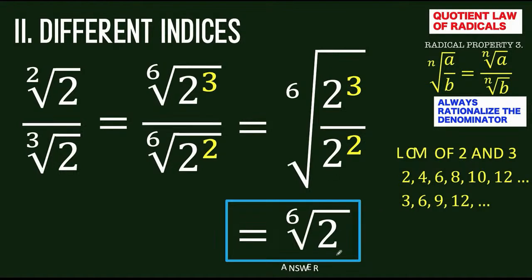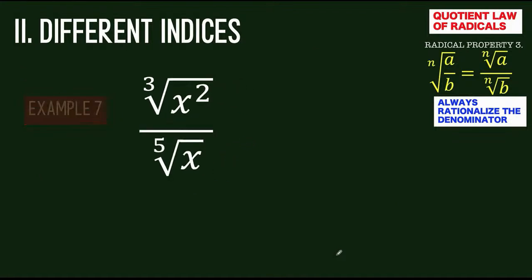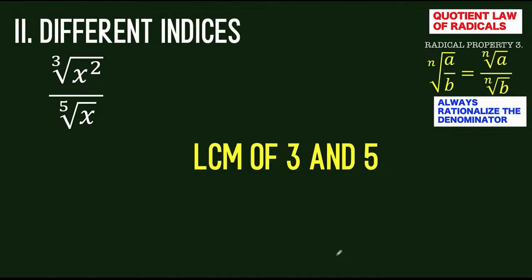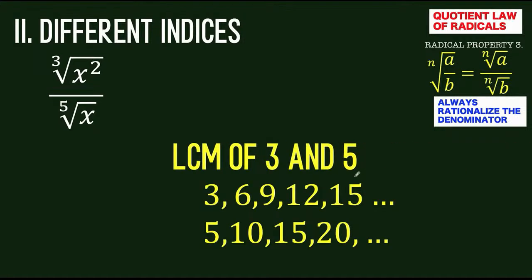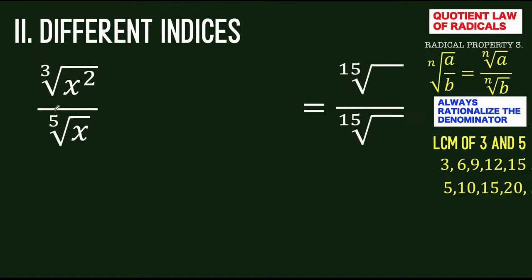Let's have another example. The cube root of x squared divided by the 5th root of x. So again, we need to get the LCM of 3 and 5, and we want the lowest common multiple. The lowest common multiple is 15. So we need to rewrite the given radicals to both 15th roots. From 15 to get 3, we need to multiply by 5. From 15 to get 5, we need to multiply by 3. So here is now the result.